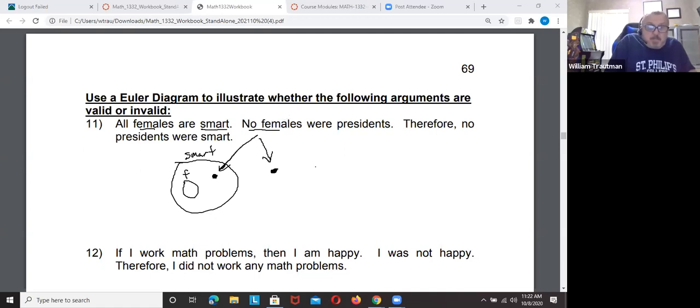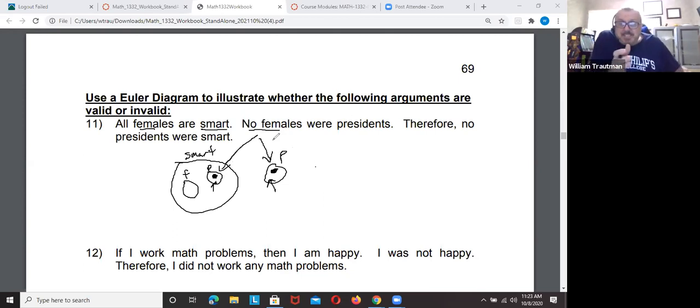No females are presidents. So these are female presidents. They can't be, I mean, no females are presidents. So this is the president circle. We can call it the president circle, or we can put the president circle all here. On this side, presidents are smart. On this side, presidents are not smart. So we go either way. Do you see how I can write that both ways? Therefore, no president is smart.